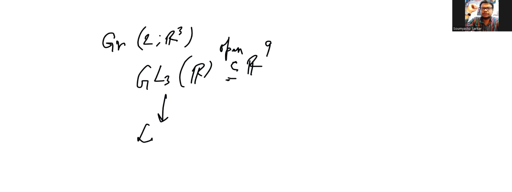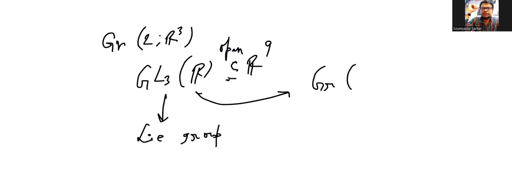An open subset of a manifold is always a manifold, and this is a group, and you can show that under this standard manifold structure, the group operation is also smooth. That's what makes GL3R into a nice Lie group. And this Lie group is acting on GR23, which is just the set of all two-dimensional subspaces of R3. And this action is transitive.